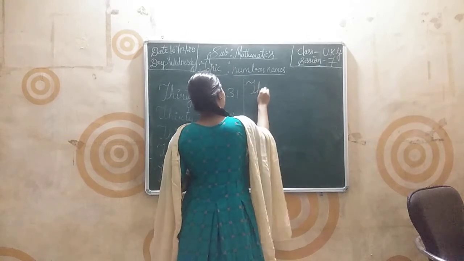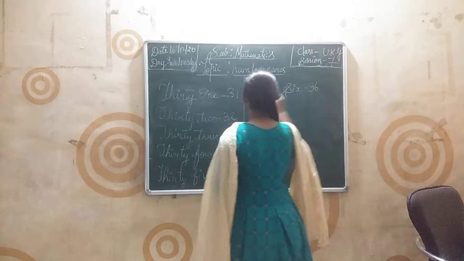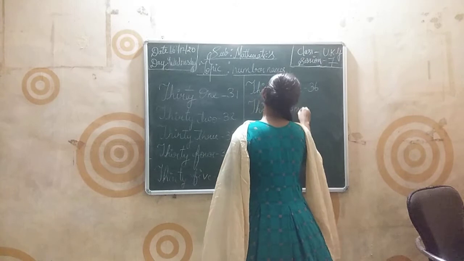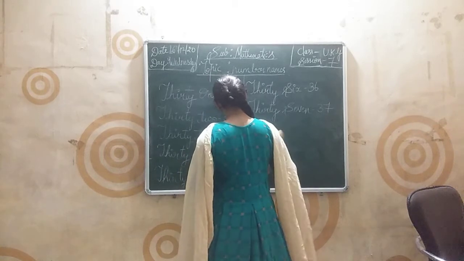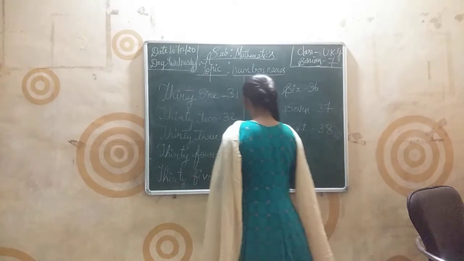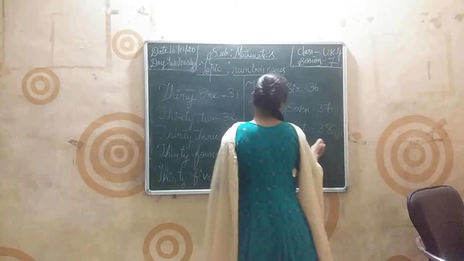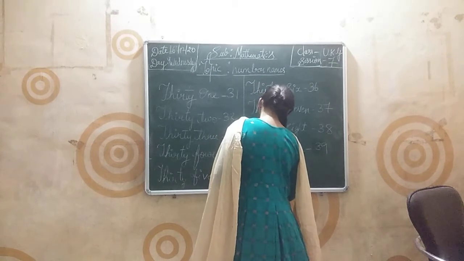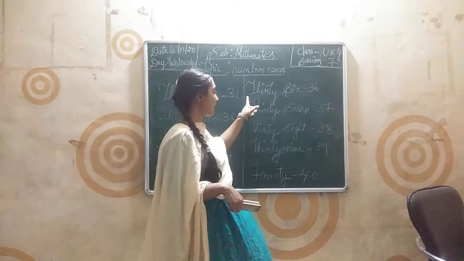I will write 36 here. Spelling of 36, 37, 38, 39. The spelling of 40 is F-O-U-R-T-Y 40 or F-O-R-T-Y 40. So let us revise and repeat these number names from 36 to 40.